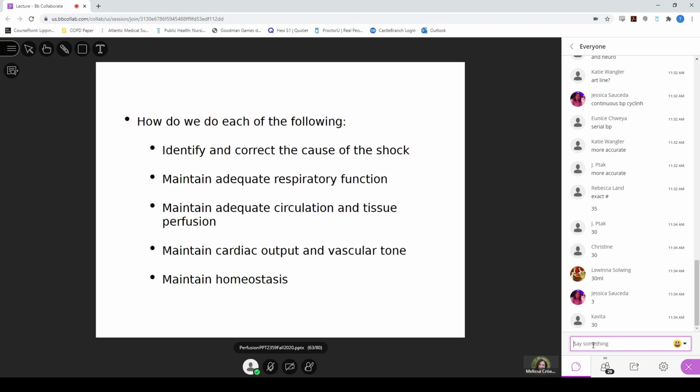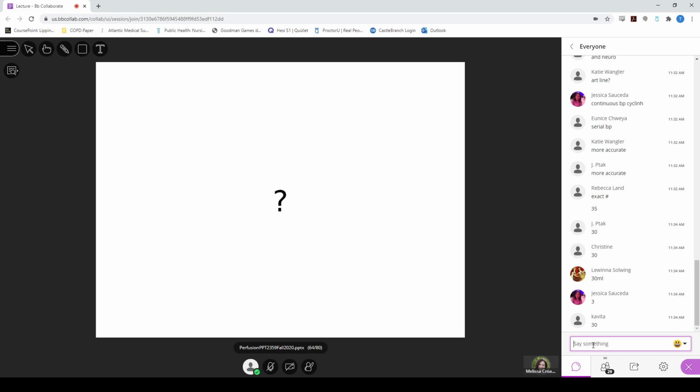And provide emotional support. So providing emotional support to the patient if they're awake, family always, procedures and tests. You always want to keep them informed of the condition. So that's shock. What questions do you have?